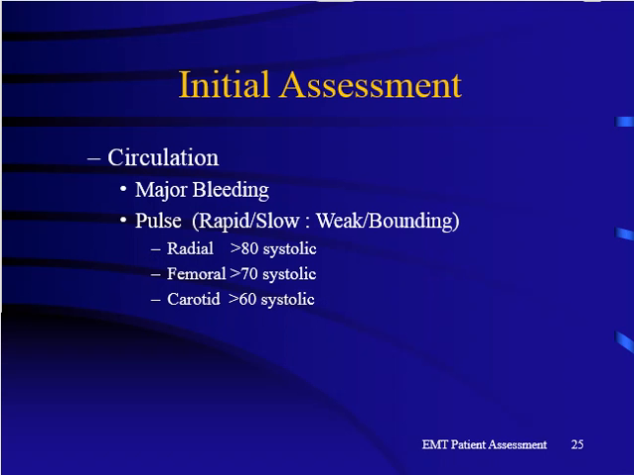Pulses, you want to feel for pulses in the wrist, in the legs, up in the carotid. You want to make sure these people have pulses. You want to make sure if they're rapid or slow, or if they're weak and bounding. So you want to just make sure those are always good. You want to make sure your radial pulse is always greater than 80 systolic, and you want to make sure your femoral is greater than 70 systolic, and that your carotid is greater than 60 systolic. So those are just some pointers there.